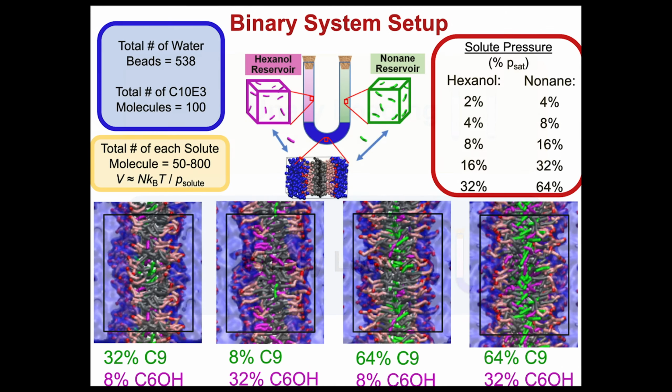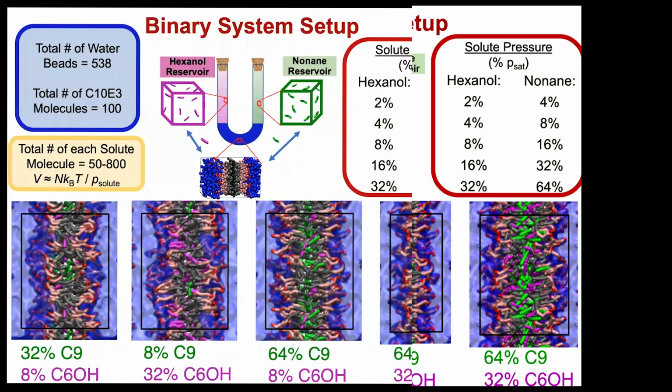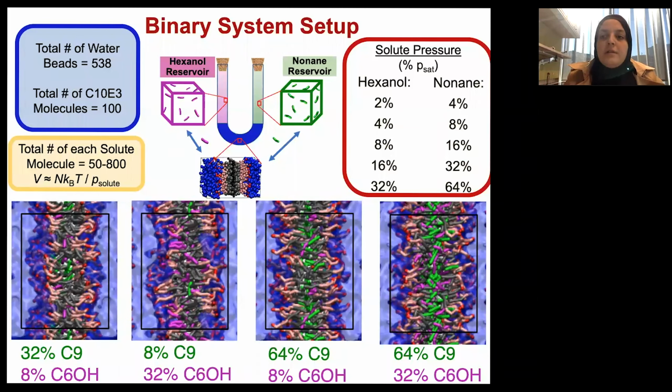So we set the system up in the simulations in a similar fashion as we did with the unary. So instead of having a single test tube now, we have a test tube in the shape of a U. Our mesophase is on the bottom. On one side of the U, we have one solute of interest. On the other side, we have the other one. So in this case, we have hexanol on one side, nonane on the other. Again, surfactant bilayer of 538, like 100 surfactants. In the mesophase, we had 538 water beads, and then 2 extra thermodynamically connected boxes, so a total of 3, and we only allowed the solutes to swap into the surfactant bilayer.